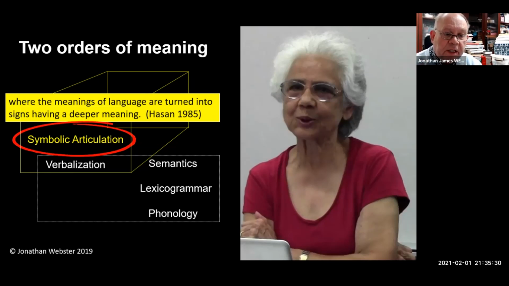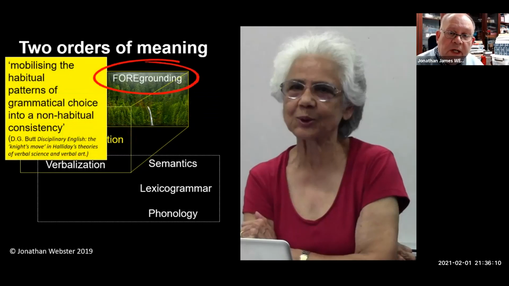Take that phrase apart, symbolic articulation: to articulate. To express what? Symbols. What are metaphors? Metaphors are symbols. Basically, it's this metaphor-making potential in language, this ability to articulate symbols, metaphors. And how is this achieved? She's saying that this is a means by which we can create this second order of meaning. What is symbolic articulation? How do we articulate symbols? How do we articulate metaphors? What she says is that it is through a process of what she calls foregrounding.